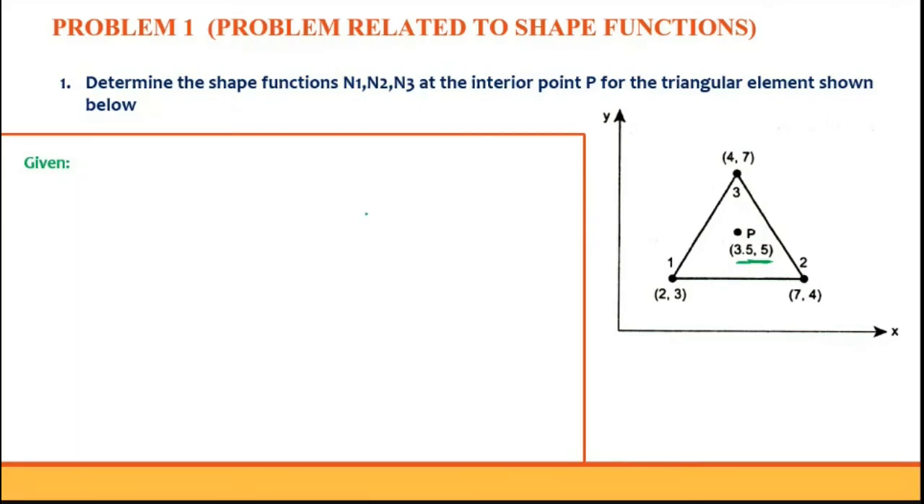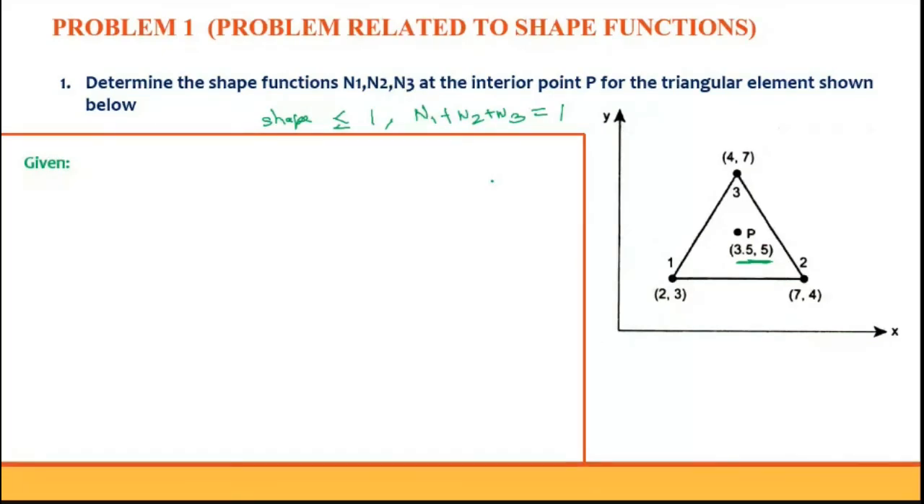Note that the properties of the interpolation function are the same as what we discussed for the bar element. Your shape function is always less than or equal to 1, and when you add all the shape functions N1, N2, and N3, you will get 1. These are the two conditions.